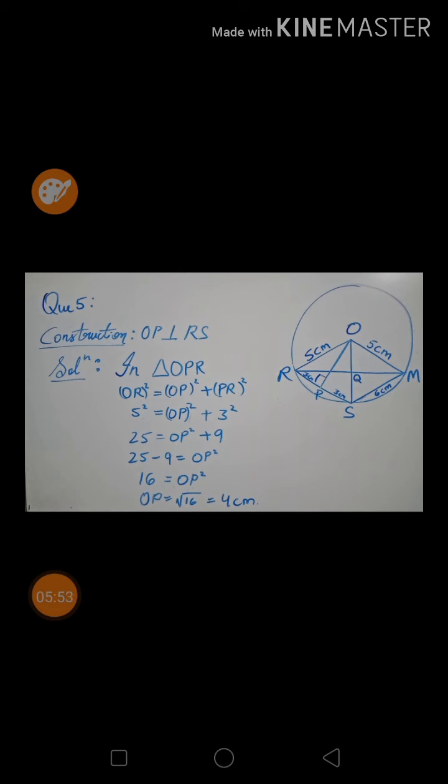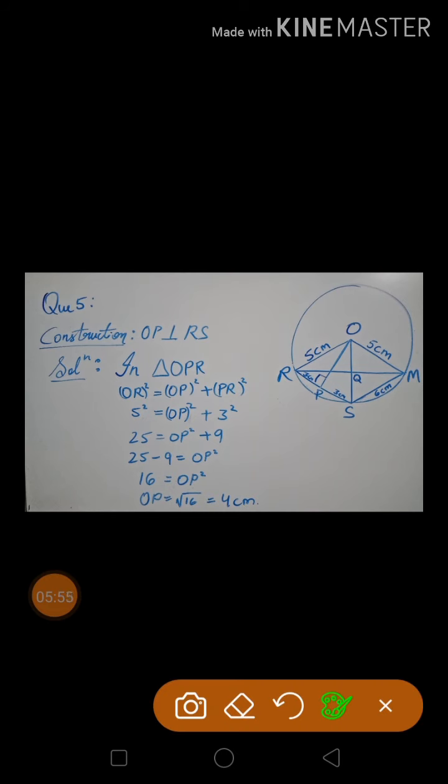So now we are taking triangle OPR. In this triangle, by Pythagoras theorem, you will write that by Pythagoras theorem. Now which is the hypotenuse in this triangle? This is the hypotenuse, it is OR. So we are writing OR, and then base and perpendicular are OP and PR. OP and PR are the base and perpendicular. You will write these.